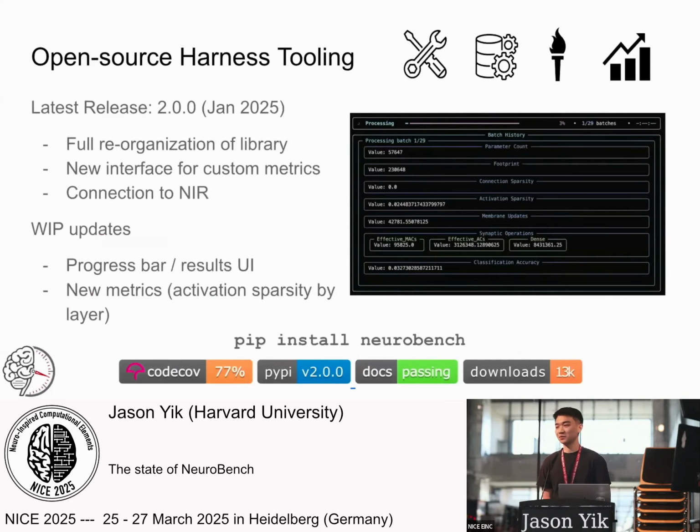So my purpose of this slide is to show that this is continually maintained. We're making updates to make this a better research tool for you to use. Our latest release was in January of this year. We fully reorganized the library. We added this new interface for custom metrics. We just hope that this tool is for the community to use. And if you have, we encourage you to be familiar with it. And if you find any issues, we're happy to address those.